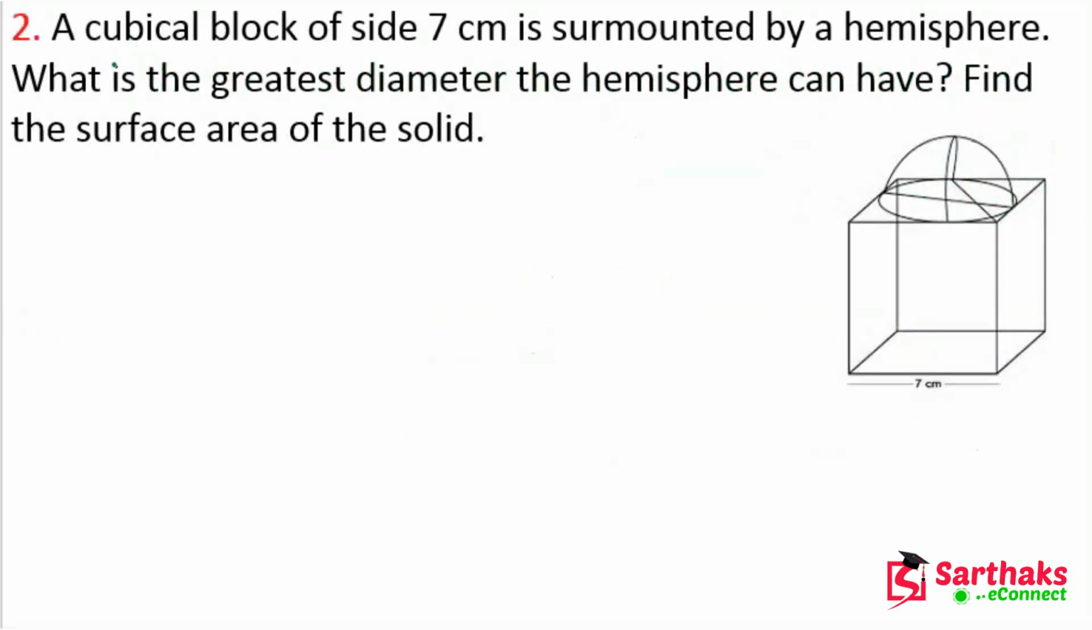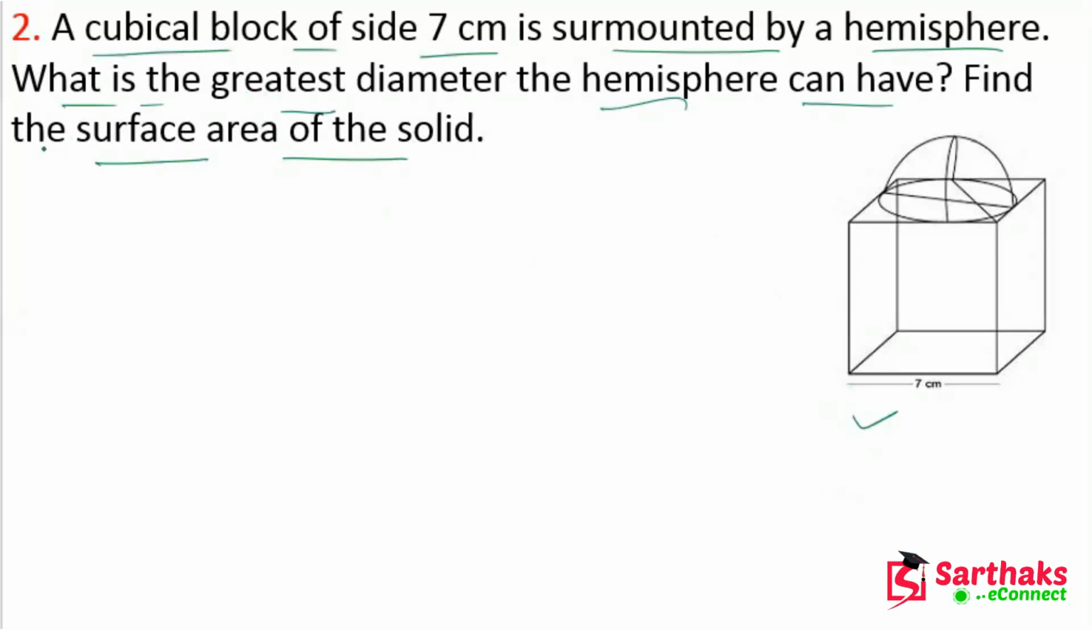So question number 2 is: a cubical block of side 7 cm is surmounted by a hemisphere. It means the hemisphere is on the cubical block. What is the greatest diameter the hemisphere can have? Find the surface area of the solid. So my dear friends, this is the diagram.